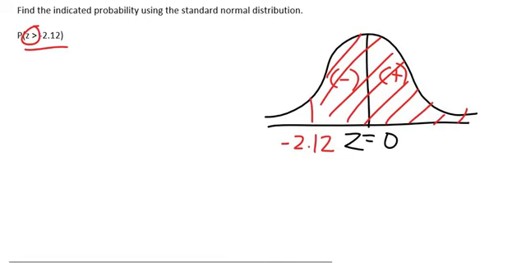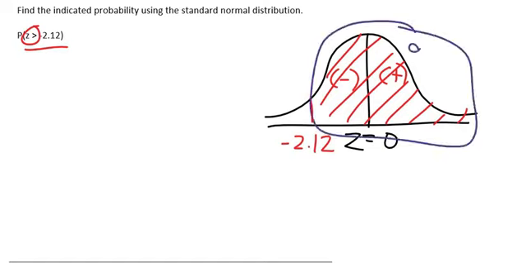So what we're looking for is the area under the normal curve to the right of negative 2.12. Remember that the area is also the probability. So if you're looking for the probability that z is bigger than negative 2.12, it's the same thing as looking for the area to the right of negative 2.12. So now let's look at our z table. Let's go to the z table and let's find negative 2.12.